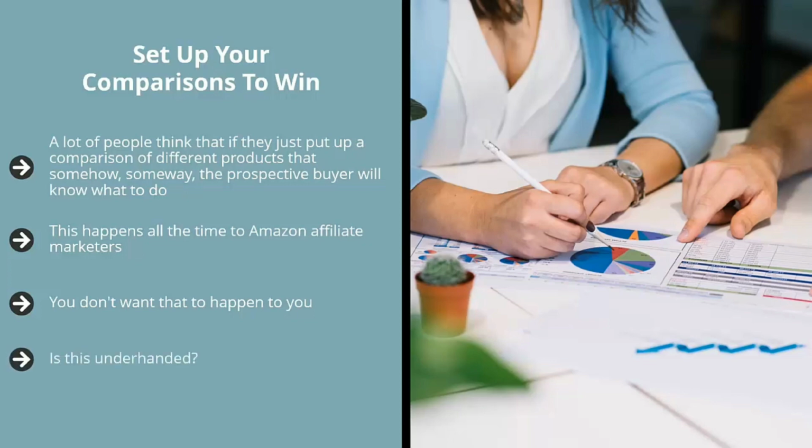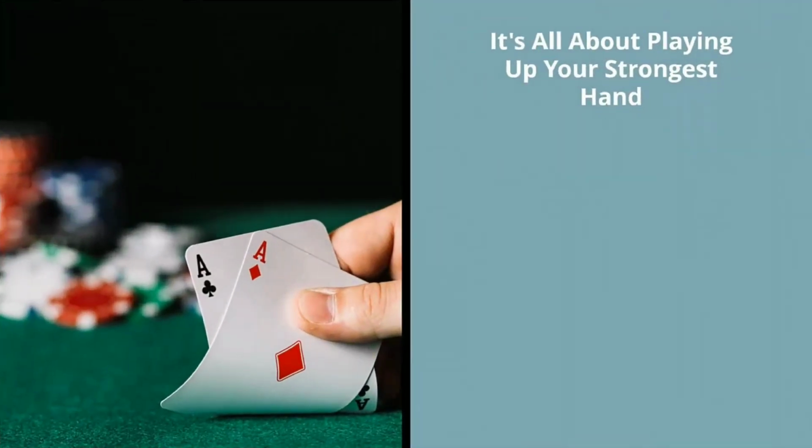Is this underhanded? Yes, but it doesn't have to be unethical. If you lay out the facts, then ultimately, it's the consumer's choice. It's all about playing up your strongest hand. Selling anything online and offline is like playing poker. You want to work with your strongest hand. Even the worst product in the world can still be positioned in such a way that it can be bought. And it all boils down to highlighting your strongest feature.